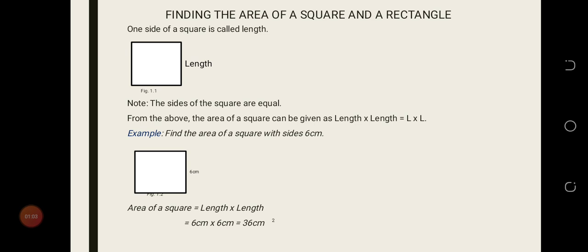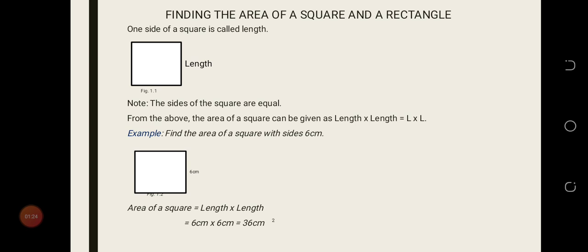Because one side of a square is called what? Length. And the sides of a square are all what? Equal. So if all the sides are equal, that means all are length. Okay, so to find the area of a square, the formula given is length times length.